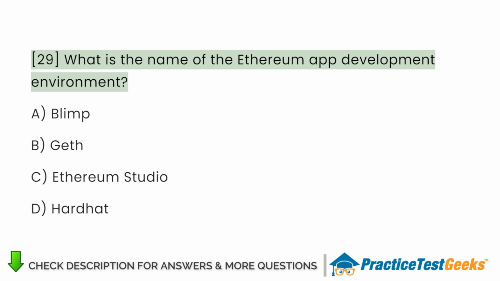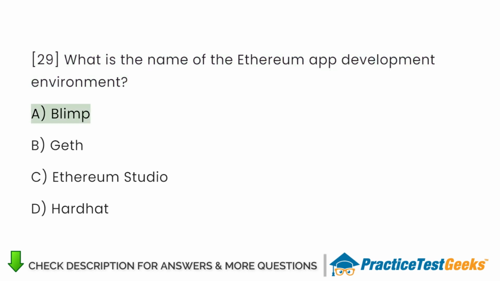What is the name of the Ethereum app development environment? A. Blimp. B. Geth. C. Ethereum Studio. D. Hardhat.